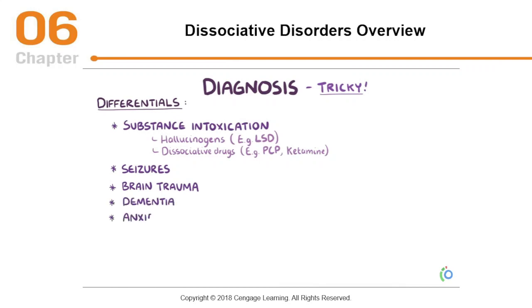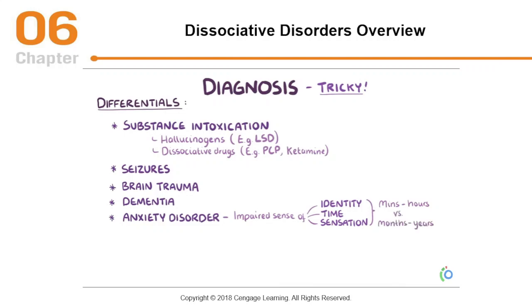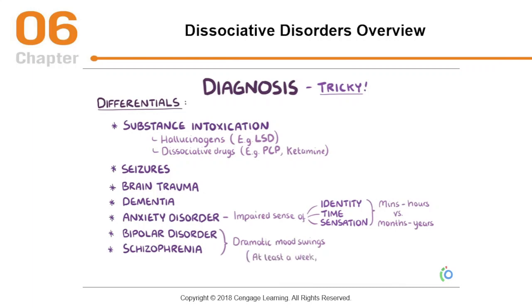Psychiatric conditions like anxiety disorder can cause an impaired sense of identity, time, and sensation, especially during a panic attack, but these symptoms usually last minutes to hours, whereas with dissociative disorders the symptoms can persist for years. Finally, bipolar disorder and schizophrenia can also cause dramatic mood swings, mimicking dissociative identity disorder. But while these depressive or euphoric moods can last for a week, the change in personality in dissociative identity disorder only lasts for minutes to hours each time.